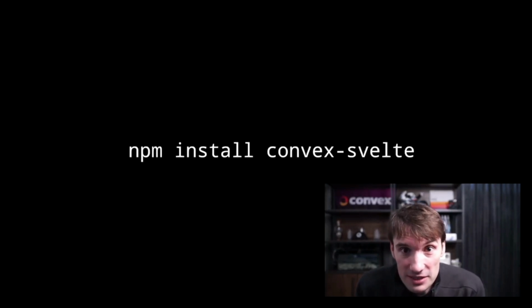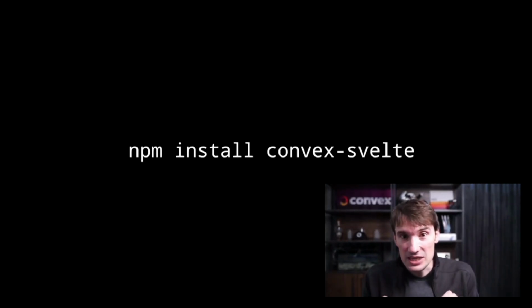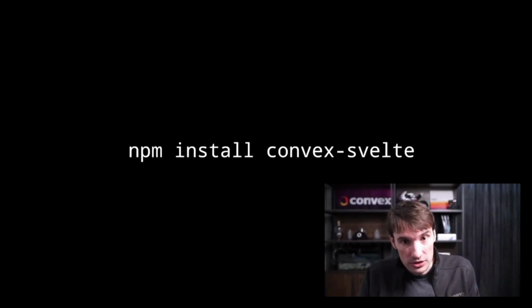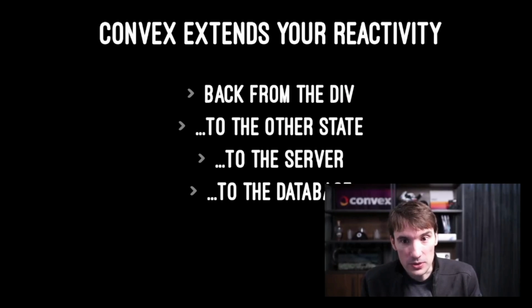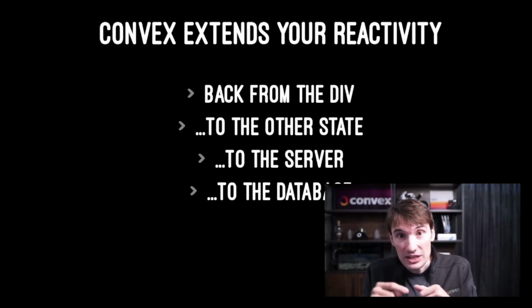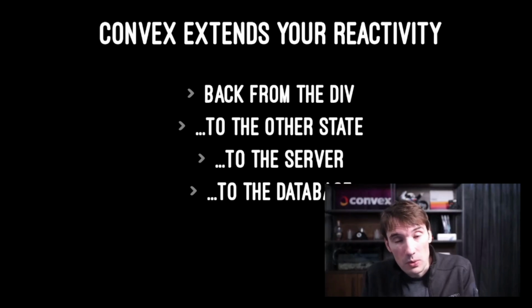What is Convex? Well, it is a way to extend reactivity from your reactive DAG tree, whatever, of Svelte atoms all the way back to the server and even all the way to the database. I'll say that again. This is a way to extend reactivity from the div or the span or whatever back through the other derived things in Svelte, but then often that's server state. What if that server state were also to update reactively? And what if that server state were always in sync with the database?